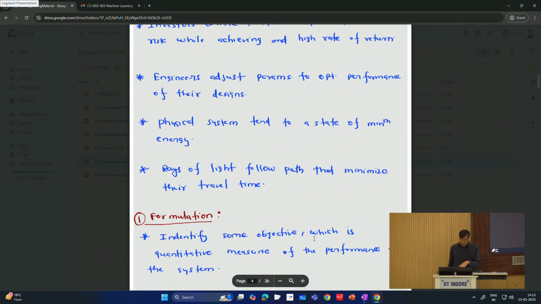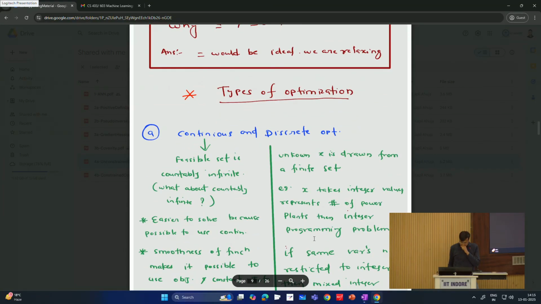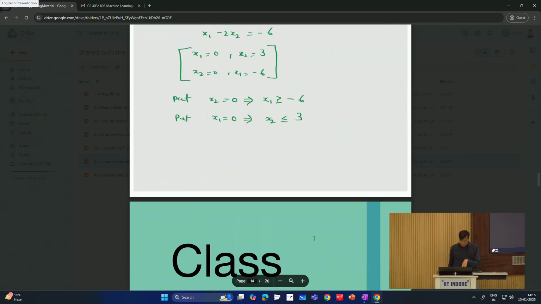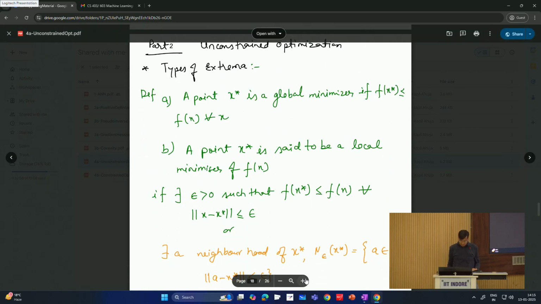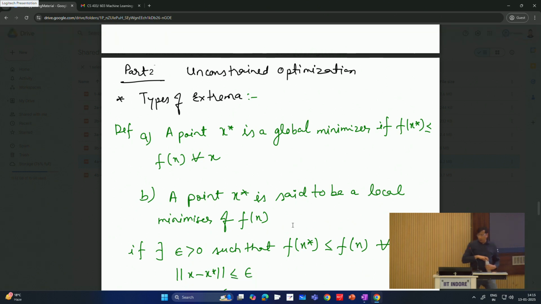So these are all parts. This is a little motivation, formulation, recognition. I'm going to skip all of this. Unconstrained optimization. Anything above it is very straightforward. Please read it by yourself. It gives you an introduction to optimization. So let's start with unconstrained optimization.